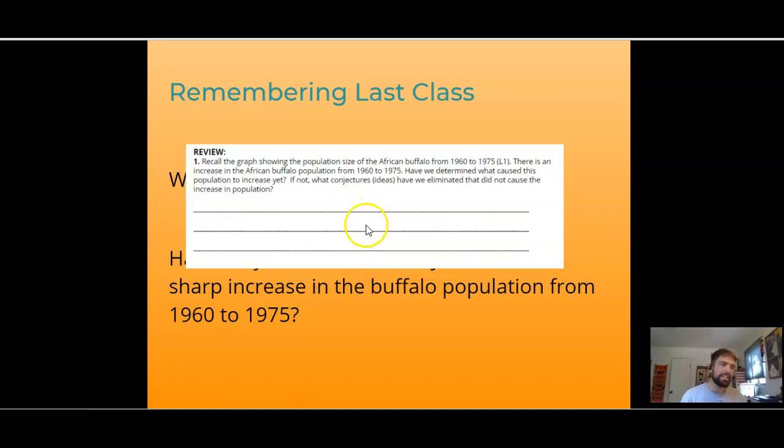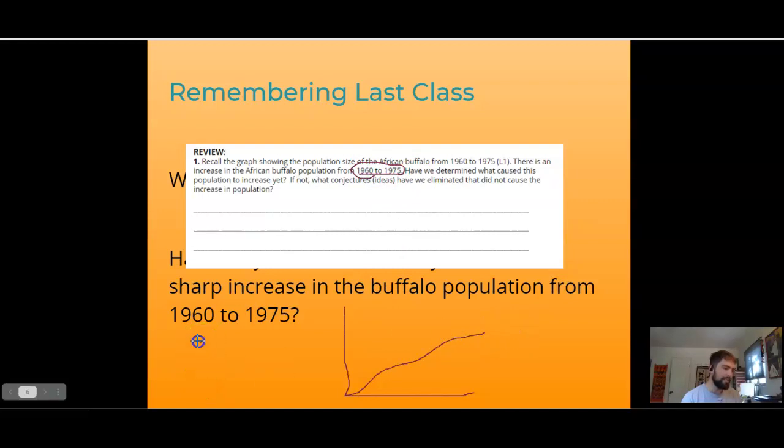There is an increase in the African buffalo population from 1960 to 1975. Have we determined what caused this population to increase yet? If not, what conjectures or ideas have we eliminated that did not cause the increase in population? So if you remember, we started this whole unit out with this graph, and we had the buffalo population, and it was going up between 1960 to 1975.